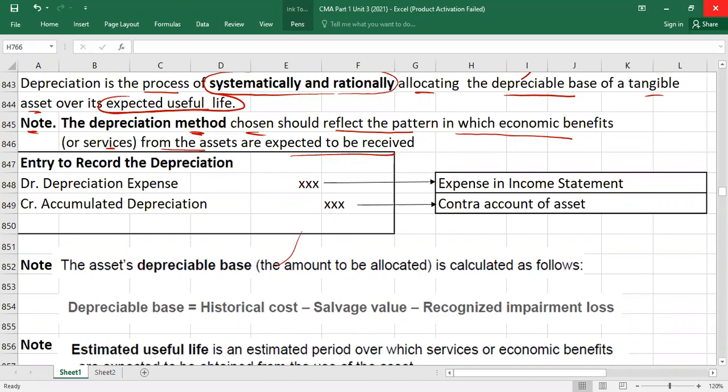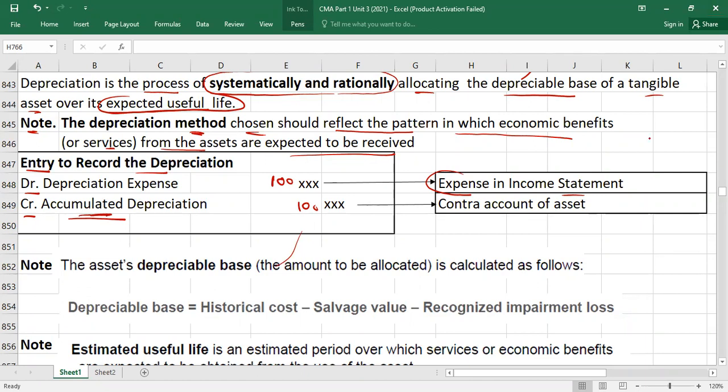Now, the depreciation calculation we will see, but so far assume you know the depreciation expense, for example, let's assume depreciation expense is $100. So you will pass this entry. First, explaining just the entry. What is the entry? Entry to record the depreciation is we will debit the depreciation expense and we will credit the accumulated depreciation. The debit side will be recorded as an expense in the income statement, and credit accumulated depreciation. Actually, it is a contra account to the asset cost.